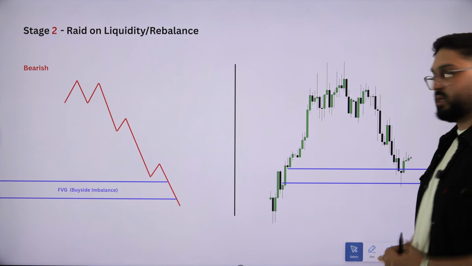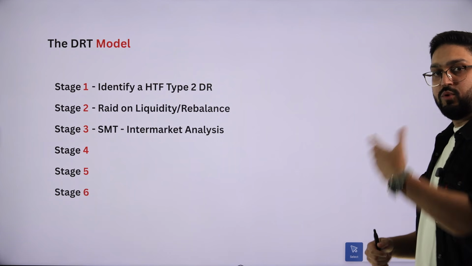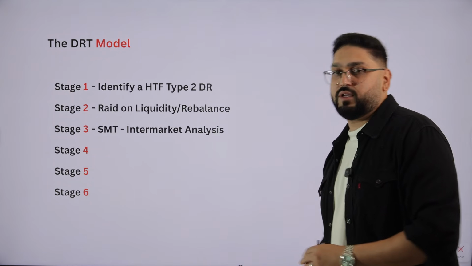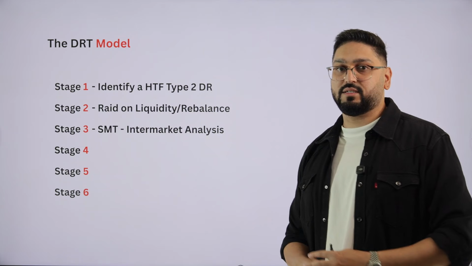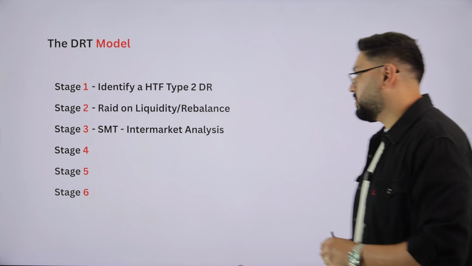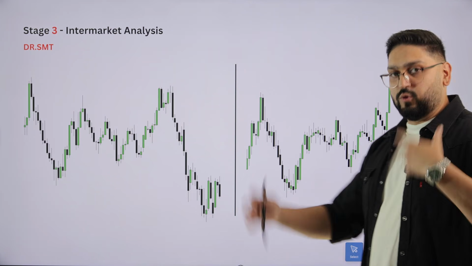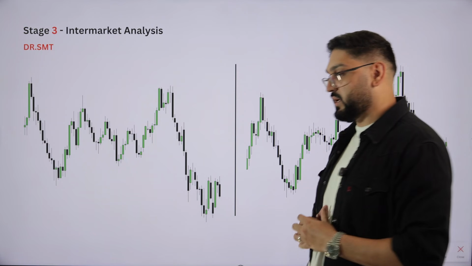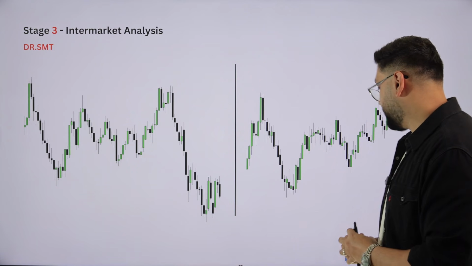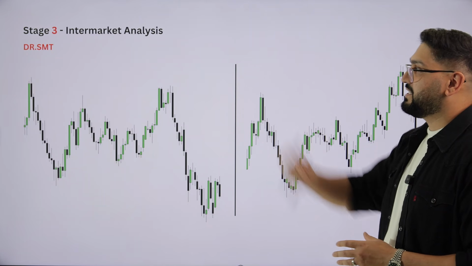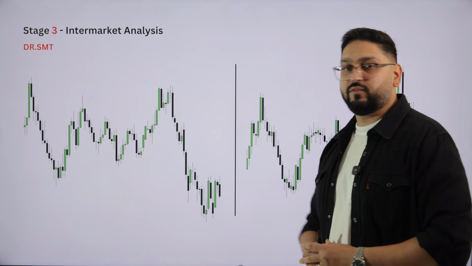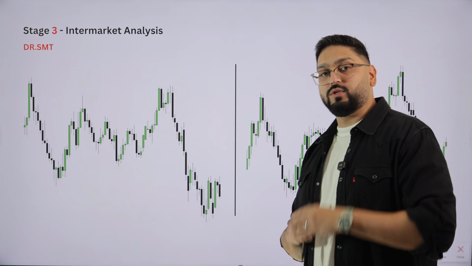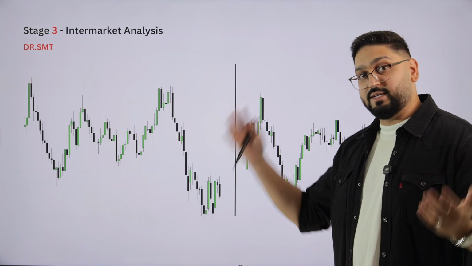Now, once these two conditions have been met, we can move on to stage 3, which is our SMT. Now, this relies heavily on intermarket analysis with a correlated pair to, obviously, the market that we're trading. Now, there are a few different types of SMT, but in this video, I'm going to explain to you 2 of them that I really like to use in this model. The first one we have here is known as a DRSMT, or a dealing range SMT. Now, remember, major liquidity pools are going to rest below or above a dealing range.